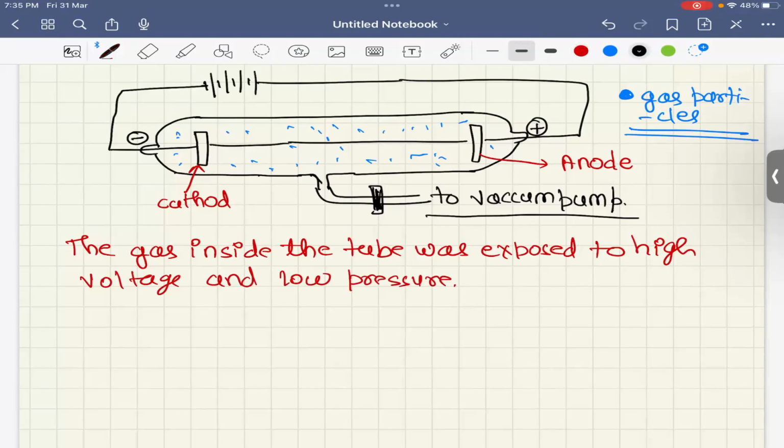The observations were that, number one, initially only the voltage was changed and pressure was kept normal. When this was done, we observed that the gas remains non-conducting. So let me write the observations.